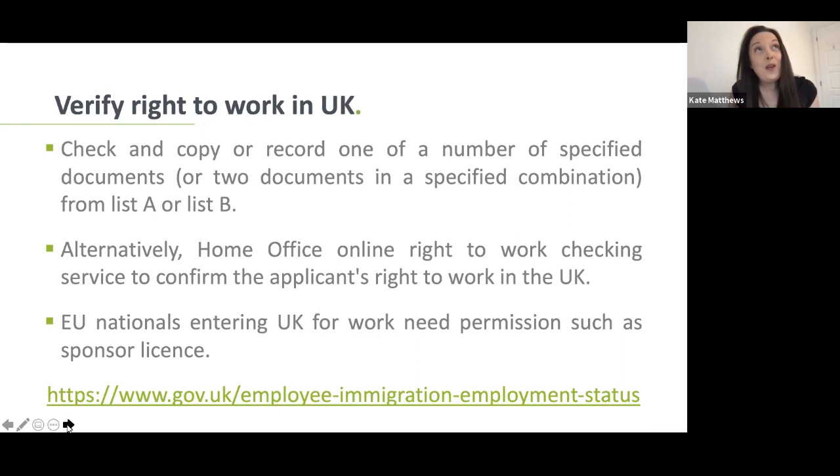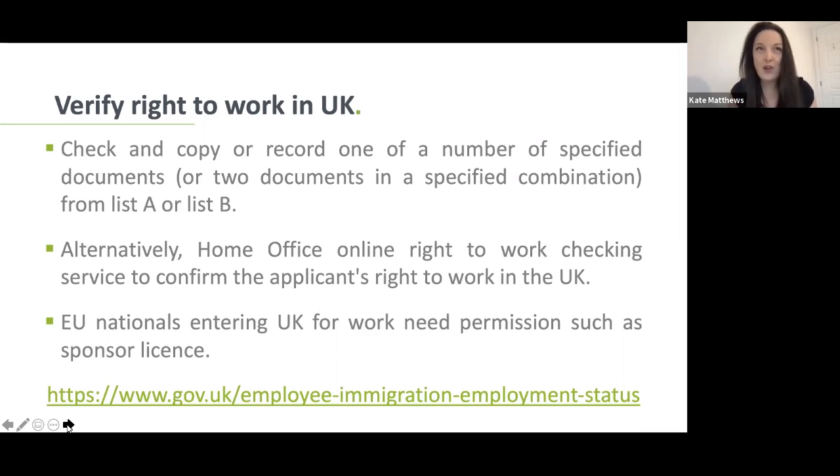Yes, they do, because if it's a British passport, then you could take a view that you're happy that they're a British citizen. If it was a different type of passport, I would definitely want it to be in date. And really, ideally, you would be looking for all documents to be in date.